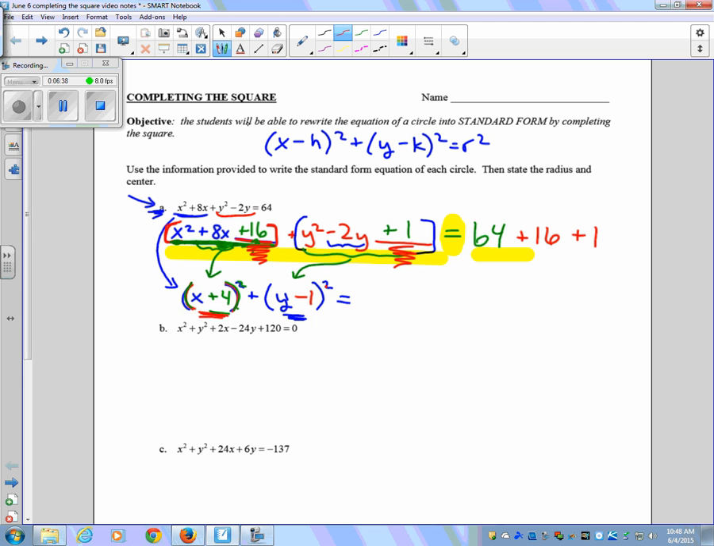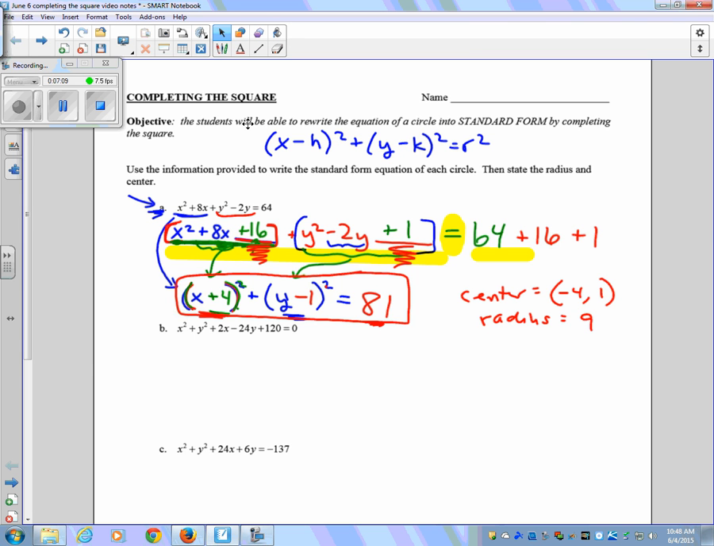Well, 64 plus 16 is 80, plus 1 is 81. So the standard form of this circle is (x plus 4) squared plus (y minus 1) squared equals 81. So what's the center? Remember, opposite sign: negative 4, 1. And the radius is going to be, r squared is 81, so r is going to be 9.